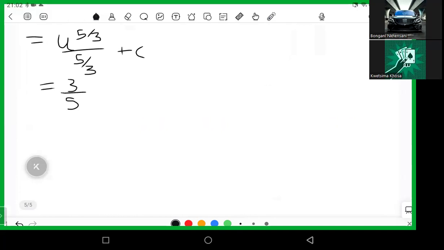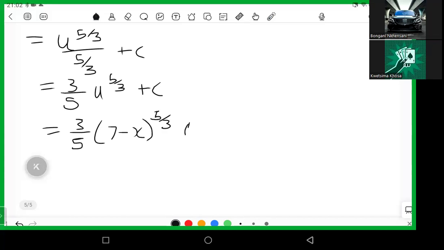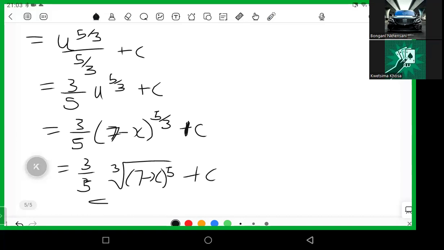Then this will be negative 3 over 5 u to exponent 5 over 3 plus c. Then our u will be equal to 7 minus x, to exponent 5 over 3, plus c. Yeah, so this will be our final answer. You can write it as well as 3 over 5 times the cube root of 7 minus x all to exponent 5 plus c. So this will be our final answer for that question.